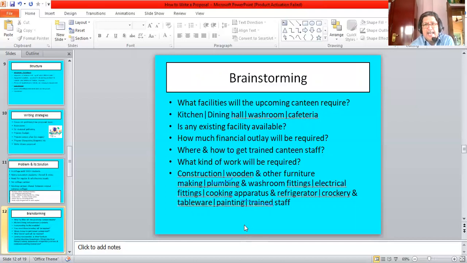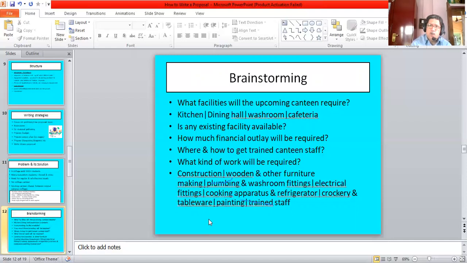Obviously, the other canteen that is in existence is a pooled one containing staff from other colleges, so we cannot bring the staff from there. We need to have a separate staff. So again, they will have to be recruited from somewhere. And what sort of work will be required? Obviously, there will be construction work that will be required. So we will need a lot of building construction, wooden construction, also furniture making.